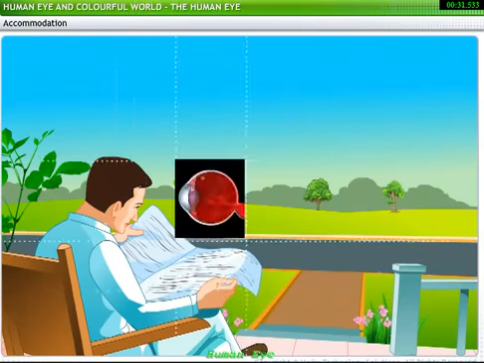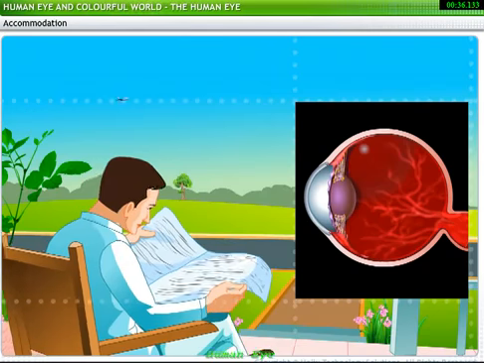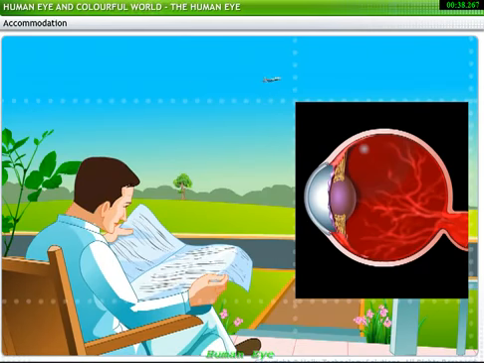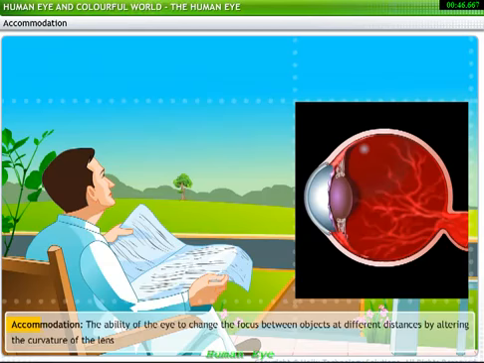As mentioned earlier, ciliary muscles help obtain the focus of objects located at different distances. Your eye can change the focal length of the lens in a fraction of a second when you look at another object. This ability of the eye to change focus for objects at different distances by altering the curvature of the lens is called accommodation.